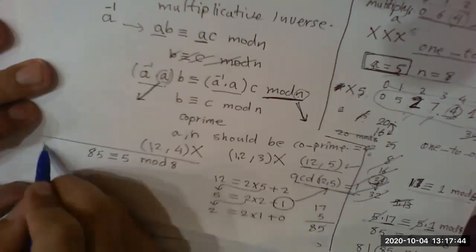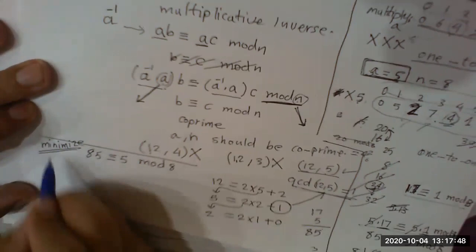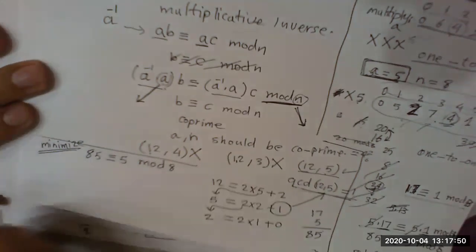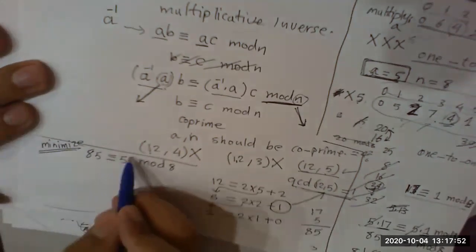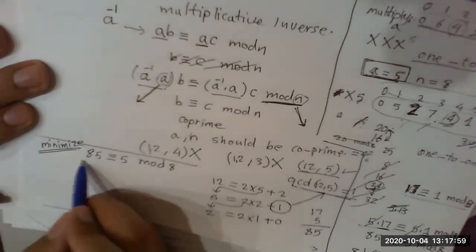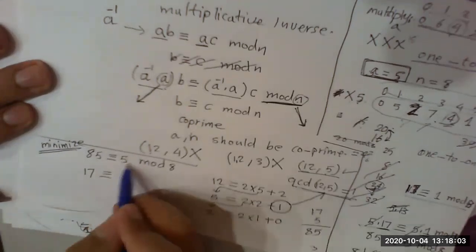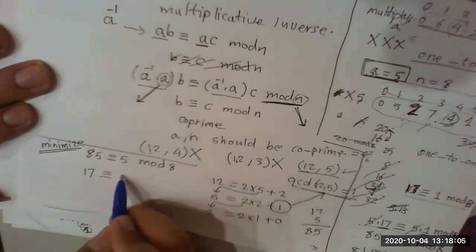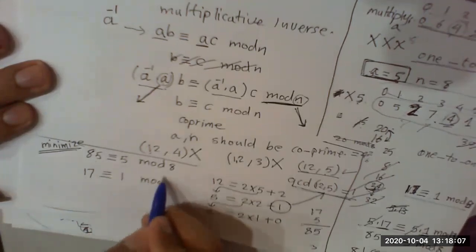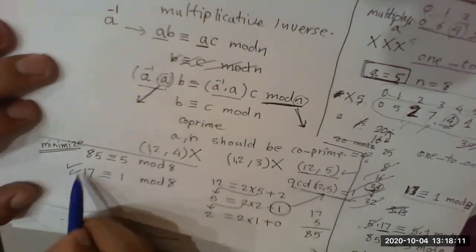Can you minimize this? This is a question. He is asking me about minimizing this. Yes, question, doctor. I can minimize it because I can get rid of these two 5s. I can have 85 divided by 5, which is 17, is congruent with 5 divided by 5, which is 1, mod 8. I can do that, and it is correct.